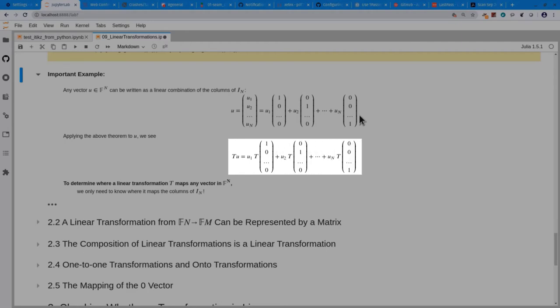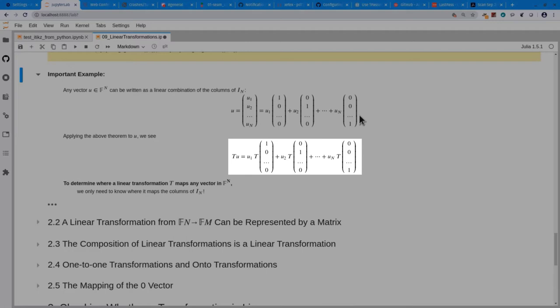Now, if I take that vector u and apply a linear transformation T to it, then from the theorem that we just had, T just distributes. So T applied to u is u1 times T applied to the first column of I plus u2 times T applied to the second column of I, up to T applied to the last column of I. That means that if I know what T does to each of the columns of I, then I know what this linear transformation does to an arbitrary vector U. It's just this linear combination.